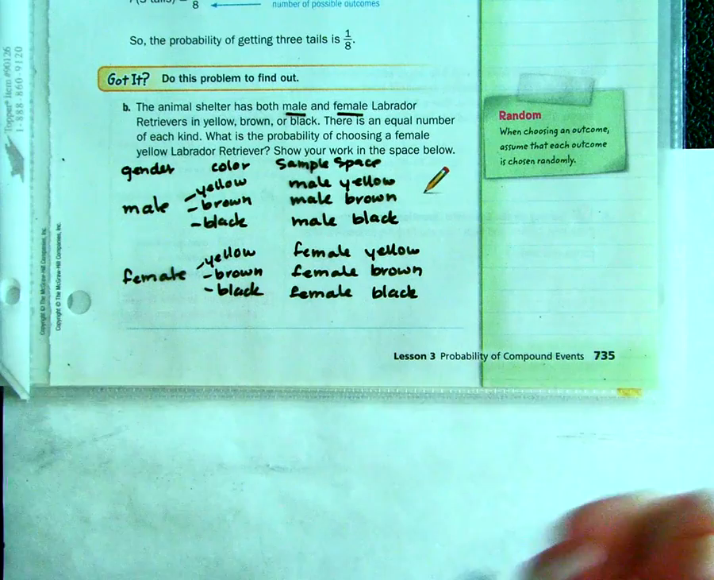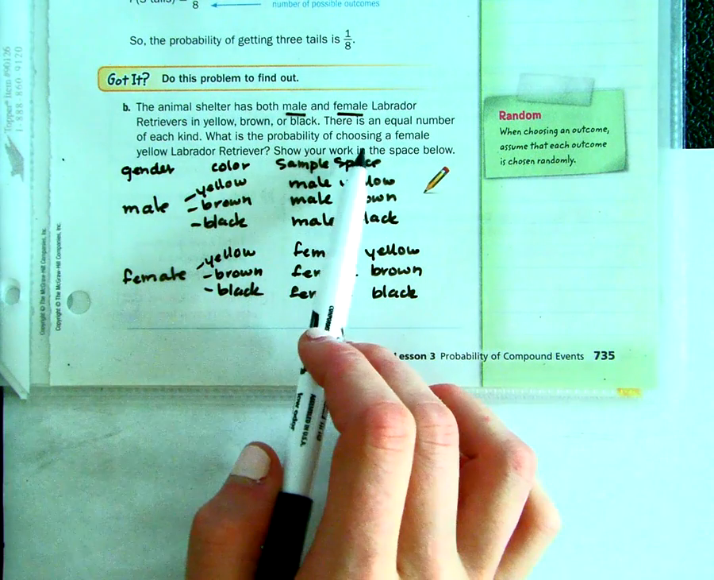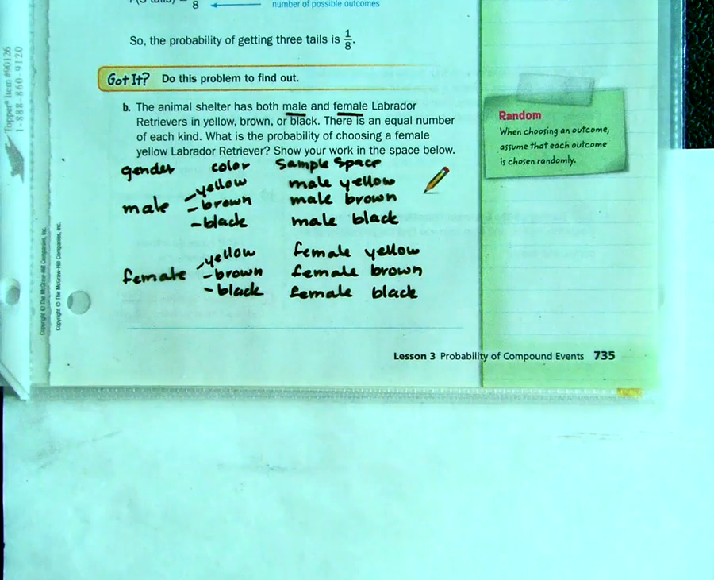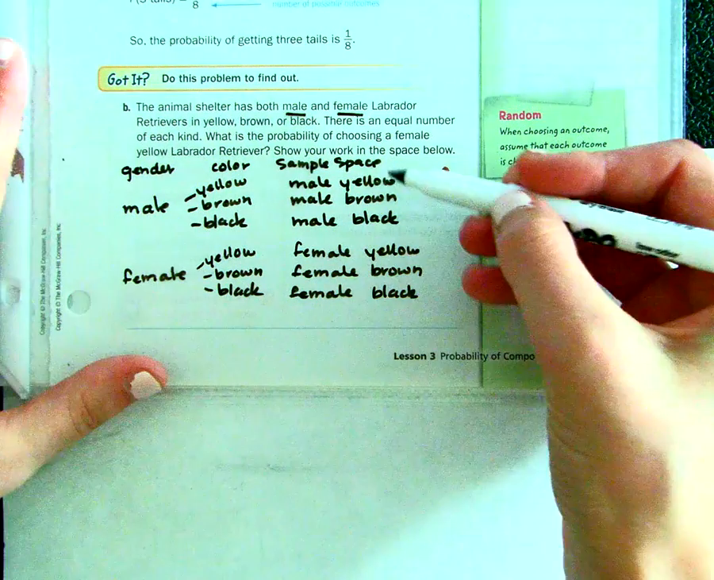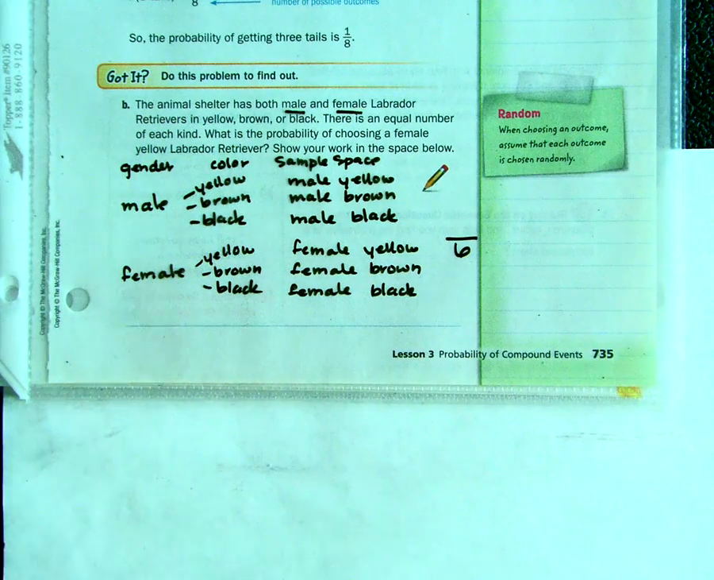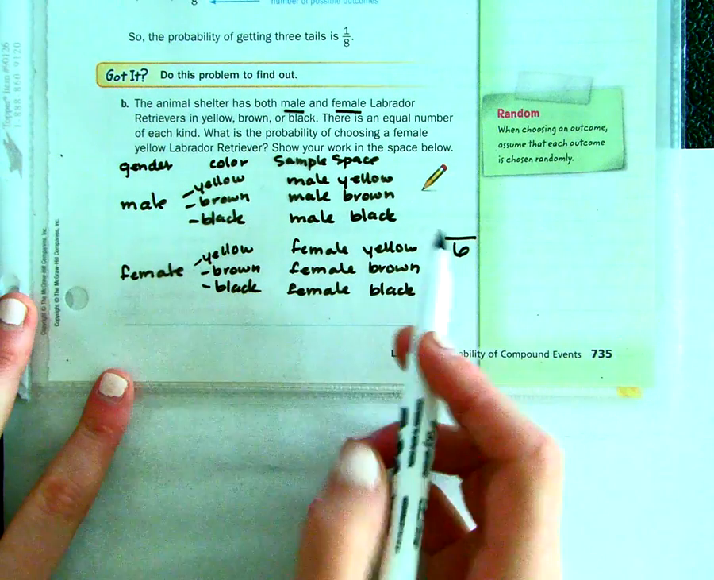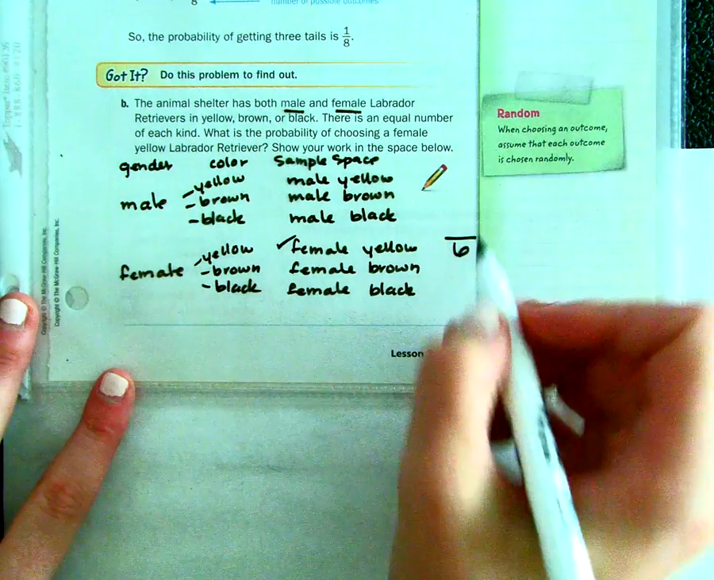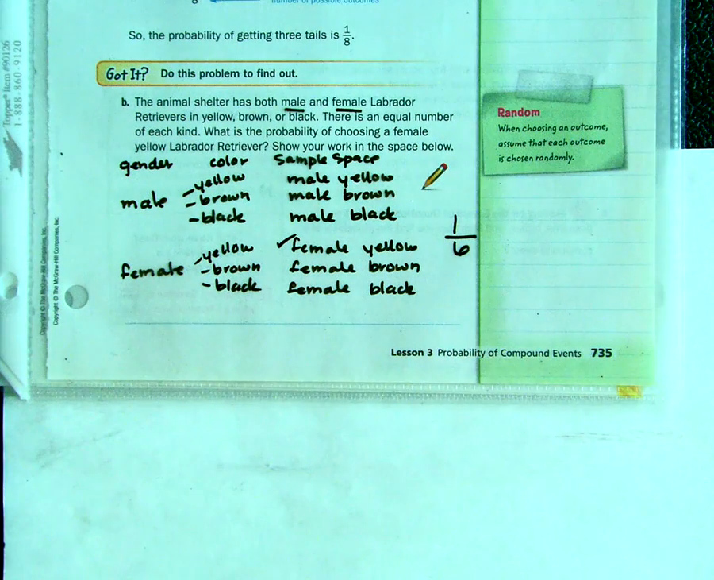Okay, and then it told us, what is the probability of choosing a female yellow Labrador retriever? So first of all, how many different combinations are there? How many different possibilities? Well, we have 6. Then I need to pick how many are yellow and female. So I look through my sample space, and I have one right there. So I have a 1 in 6 chance of picking a female yellow Labrador retriever.